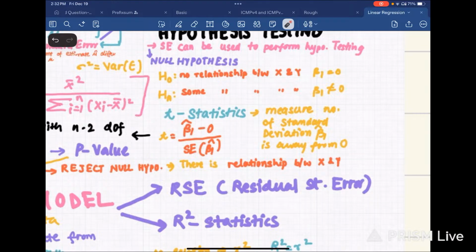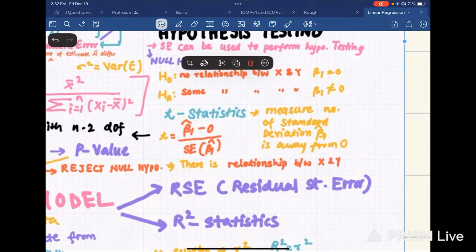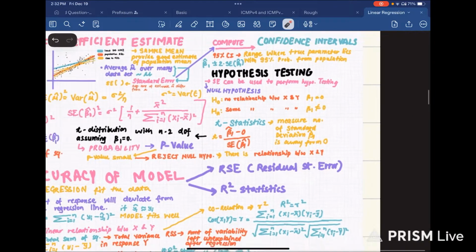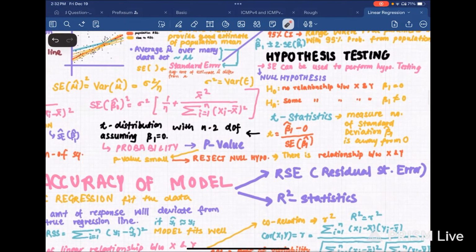After that, in our hypothesis testing, we come across the t statistic. This measures how many standard deviations our estimate is away from zero, how far the value is from zero. We take the t distribution with n minus 2 degrees of freedom, assuming beta 1 equals 0.